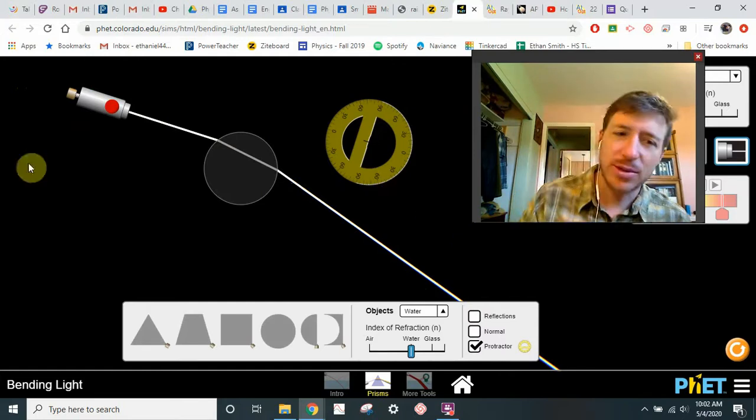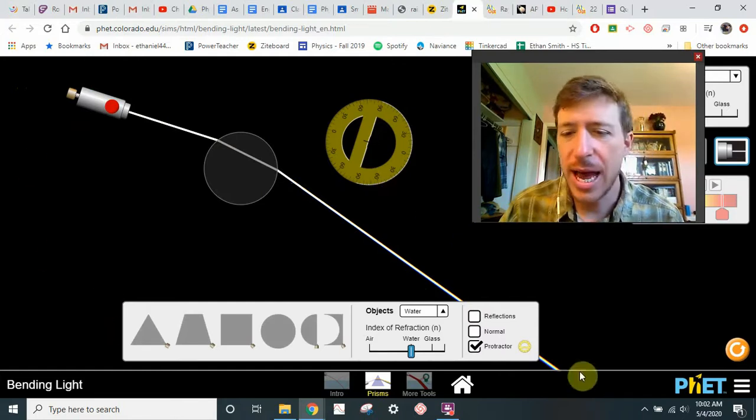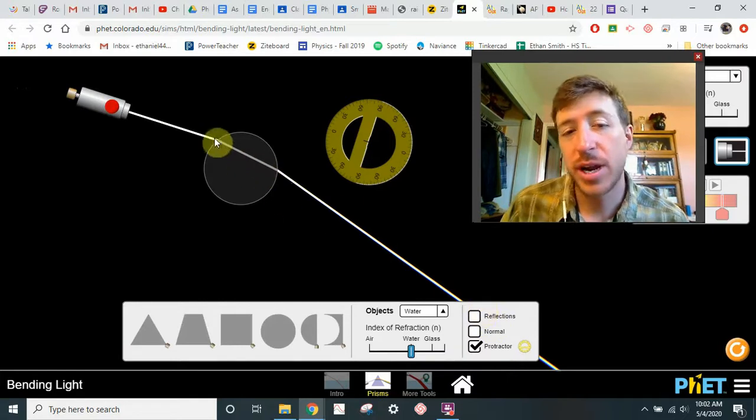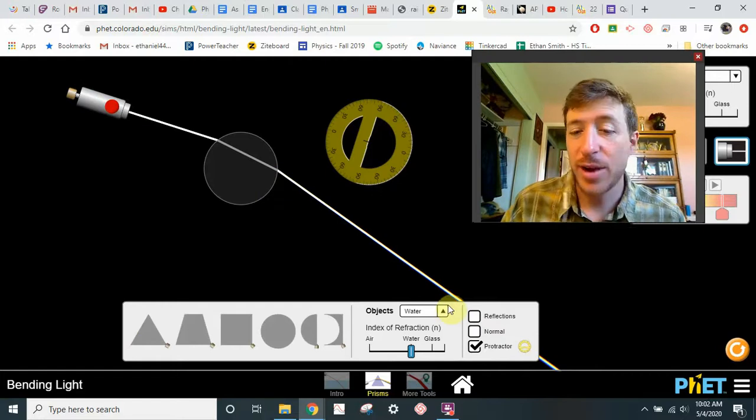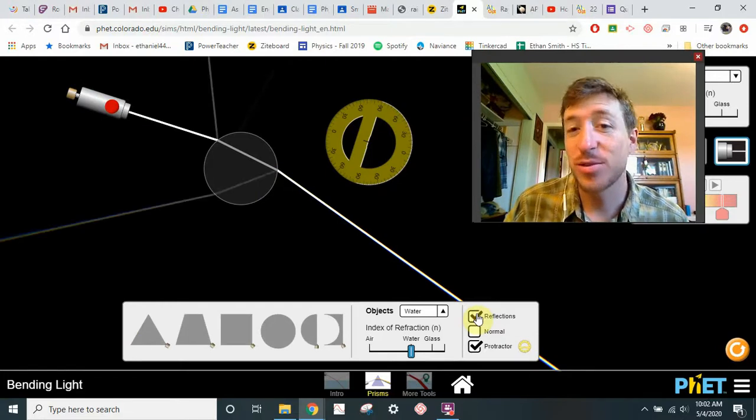But this is not going to direct it back towards where we are, which is over here. So what's actually happening is here we're just looking at the refraction. We're just looking at the transmitted light, the light that's passing through the raindrop. But in reality, we also know that there is reflected light.